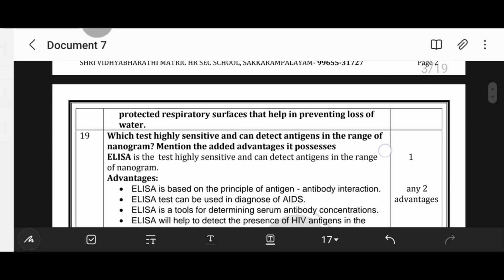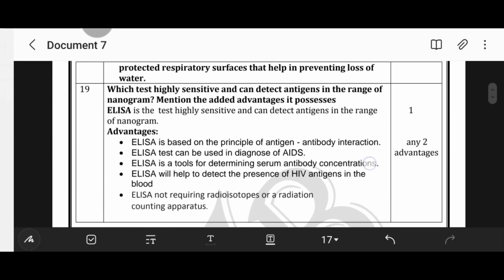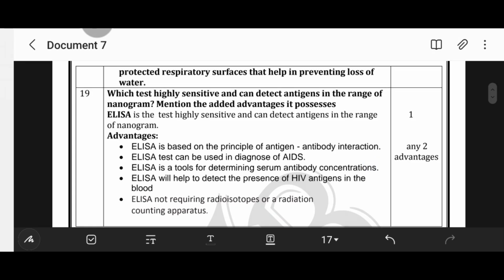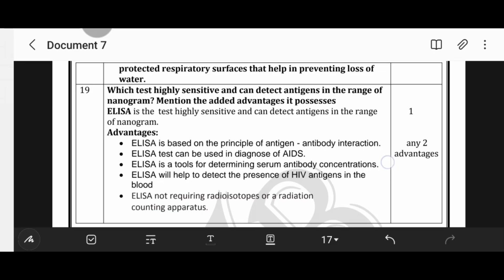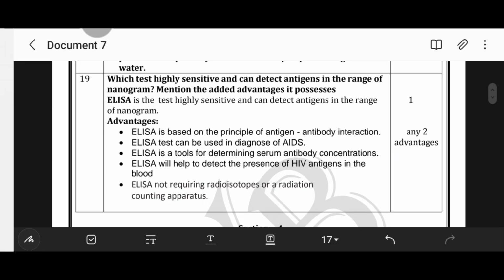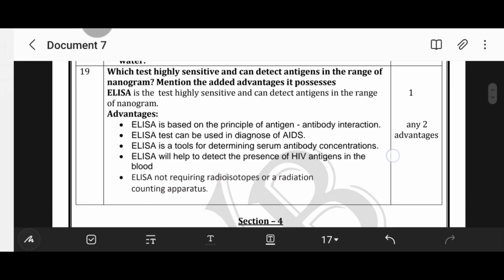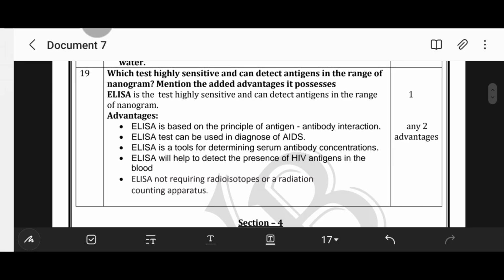And then question number 19 is the compulsory question. This is one of the book back questions, but with some changes in the question. Which test is highly sensitive and can detect antigen in the range of nanograms? Mention the added advantage it possesses. In the ELISA topic, this question is from chapter 9, ELISA.